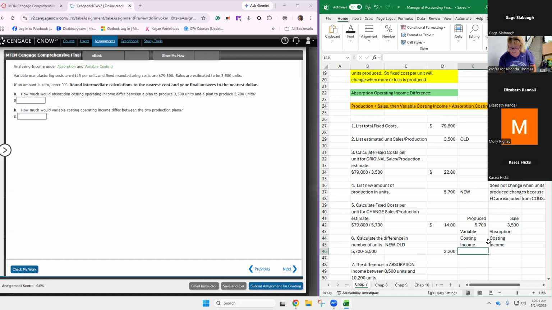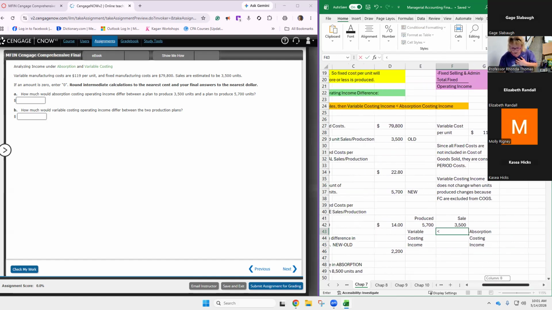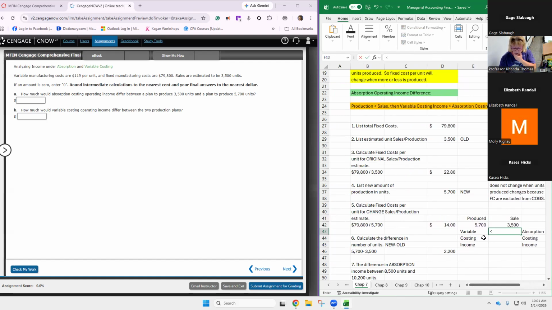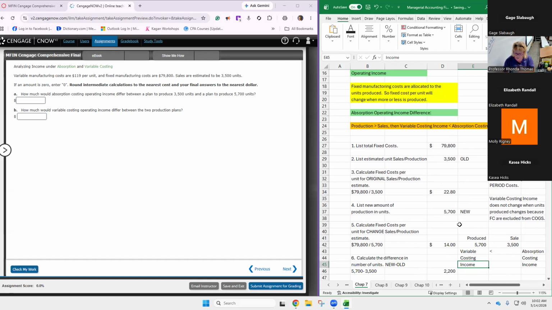Okay, so one more time. I'm going to move this over, hang on. And I'm going to put the sign, smaller than. So once again, variable costing will be smaller. Variable costing income, remember income? This operating income, if we do it this way, will actually be smaller than this one. This one will be bigger, and I'll try to explain it.